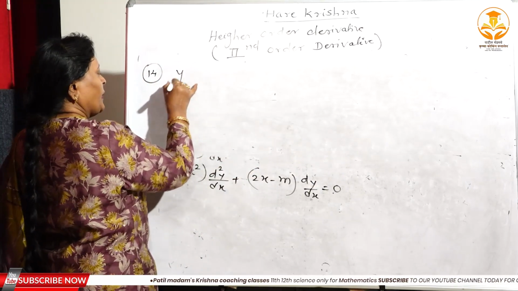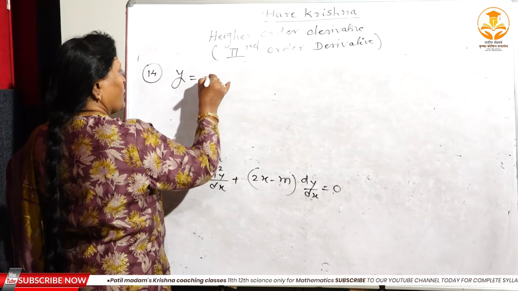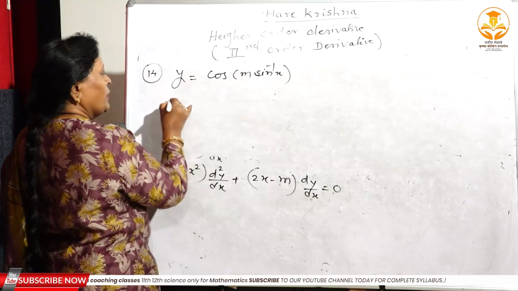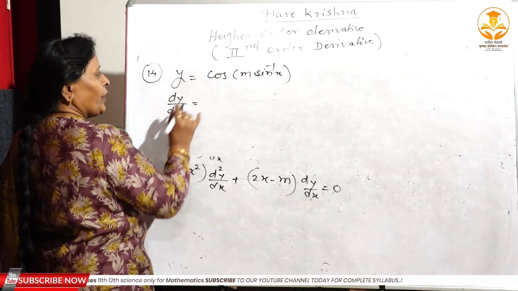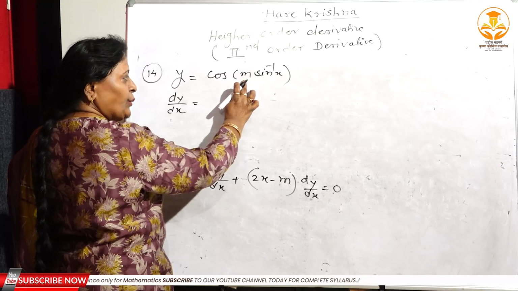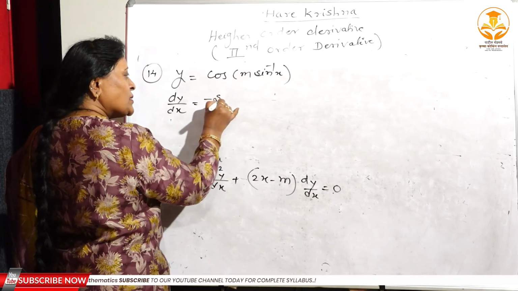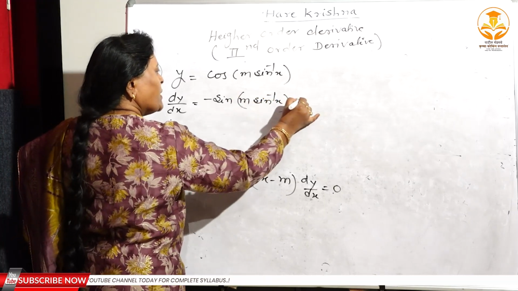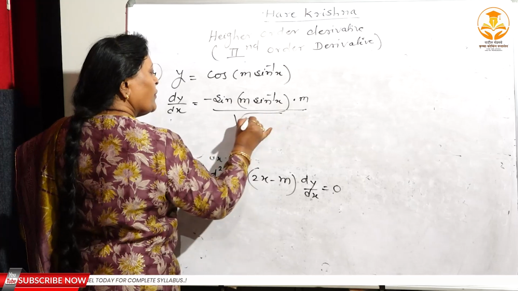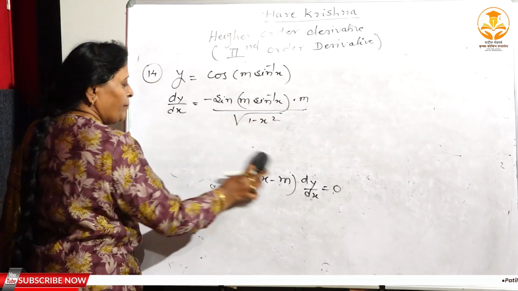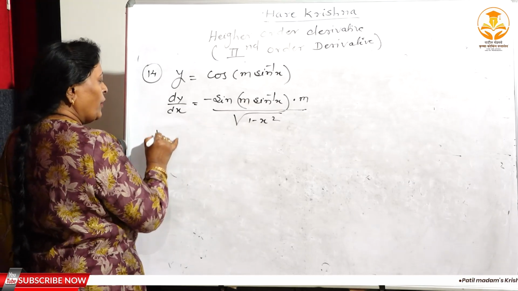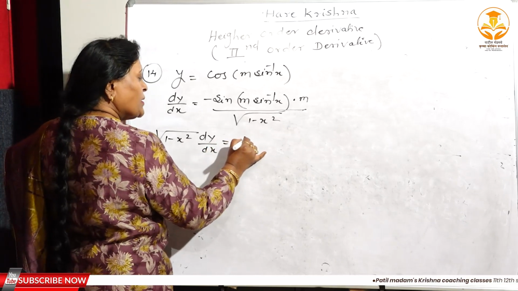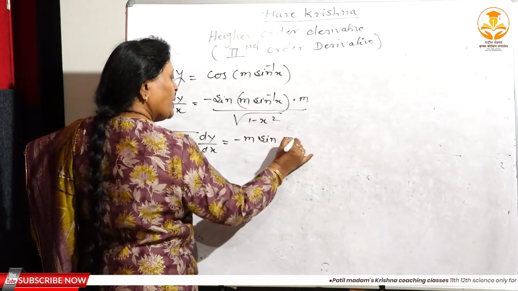y is equal to cos of m sin inverse of x. dy by dx: again, you have to substitute this as u. The derivative of cos u is minus sin of m sin inverse of x. Again m remains as it is, and the derivative of sin inverse x is 1 upon root of 1 minus x square. So, root of 1 minus x square dy by dx equals minus m sin of m sin inverse of x.